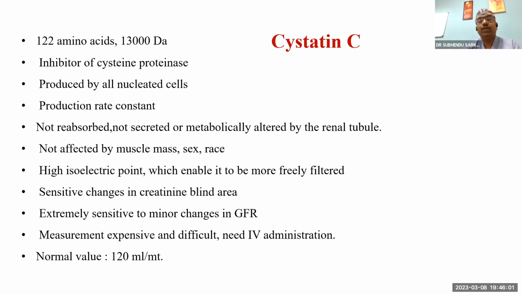The next one is cystatin C. Frequently we find the nephrologist prescribes this test whenever we send for any referral for analysis if the patient is having renal function or compromised renal function preoperatively. It is an inhibitor of the cysteine proteinase produced by all nucleated cells, not absorbed, not secreted, and not metabolically altered by the renal tubule, not affected by muscle mass, sex and race, with a high isoelectric point, sensitive to changes in the creatinine blind area, extremely sensitive to monitor GFR, but the measurement is expensive and difficult and needs IV administration. Normal value is 120 ml per minute.